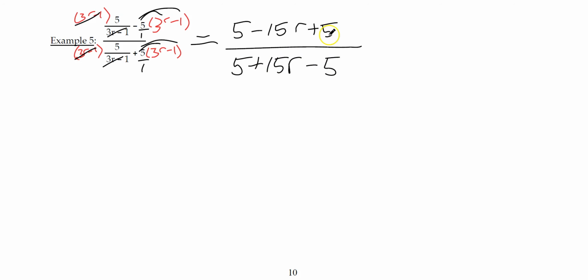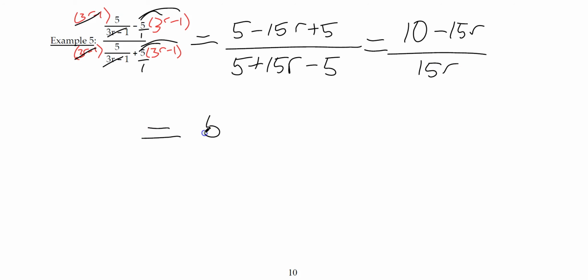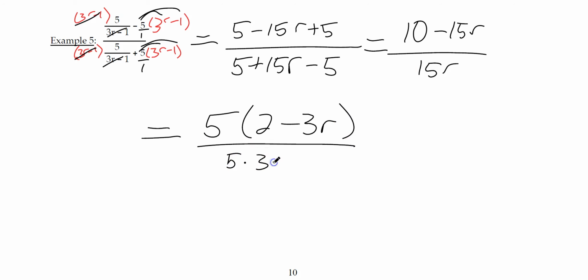And we see some common terms. 5 and 5 is 10, minus 15r, and 5 minus 5 reduces, that's just 15r. And now we can factor. We have to factor to see if we can reduce. I can pull out a 5 in the numerator, leaving me 2 minus 3r. And on the bottom, I can change the 15 to 5 times 3r and reduce the 5. Final answer, 2 minus 3r over 3r.